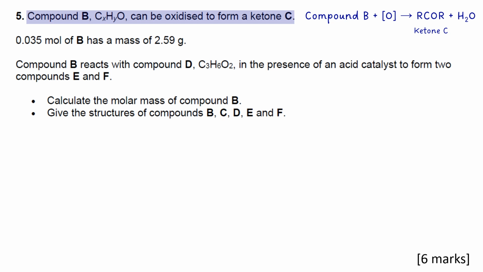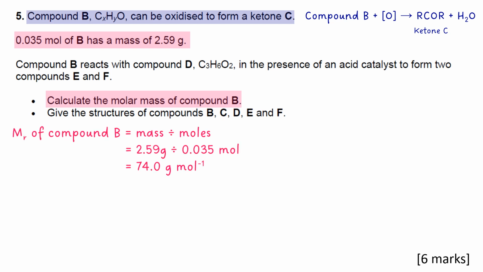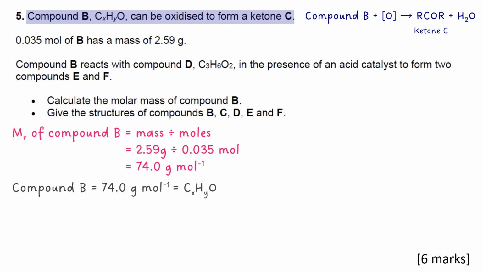Now we're also given some more information about B, the number of moles we have and also the mass. So to work out the molar mass like we're being instructed to in that first bullet point, you simply rearrange moles equals mass over Mr and you divide 2.59 by 0.035 and that gives you 74 grams per mole. So compound B is that amount in grams per mole.